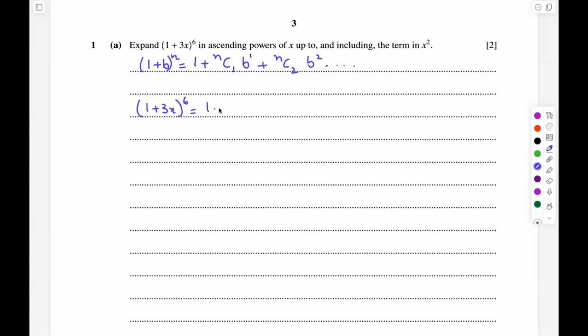So we'll write it as 1 + 6C1. In place of b, we'll have 3x. So this will become (3x)^1 + nC2, so that will become 6C2, and this will be (3x)^2. 6C1 is 6, so that will become 1 + 18x plus, if we substitute 6C2 in the calculator, 6C2 is 15, and 15 times 9 will become 135, so this will become 135x squared.